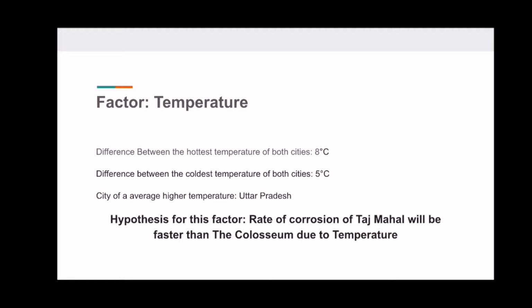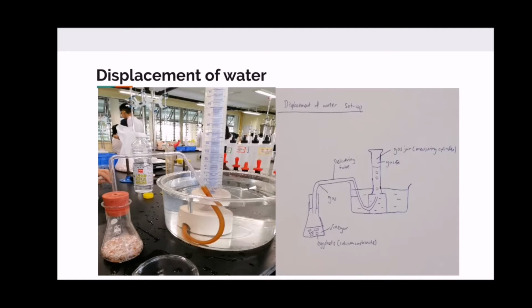Since we all know that the higher the temperature, the faster the rate of reaction, we conclude with a hypothesis that the Taj Mahal will corrode faster under the temperature factor. As such, we will be using the eggshell and vinegar reaction to investigate further. I'll be using the displacement of water method to collect the CO2 gas produced to find the rate of reaction.